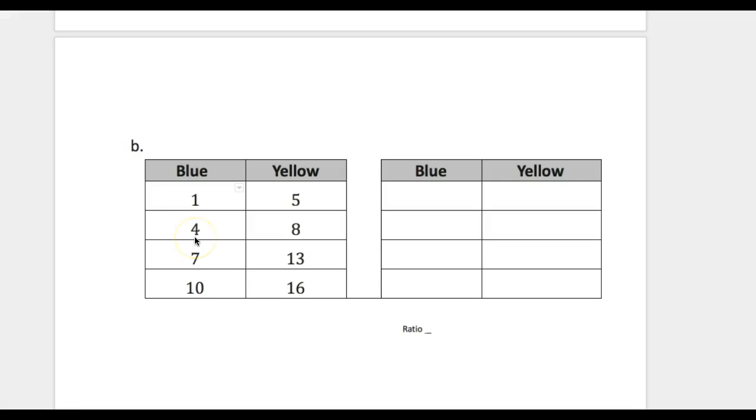Okay, now you look at B, where blue and yellow. See where there's an error? Correct the error, fix up the new ratio table, and then come up with a ratio on your own.